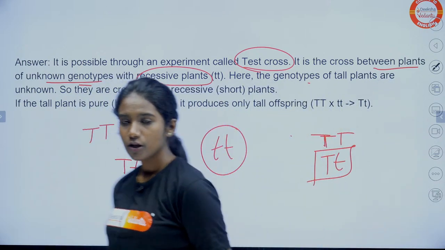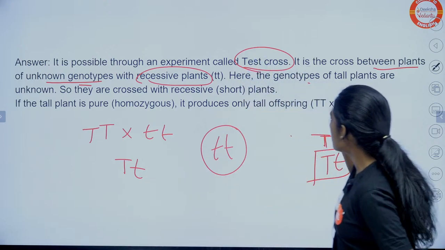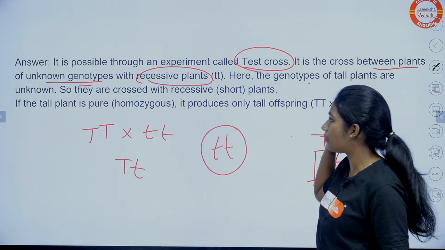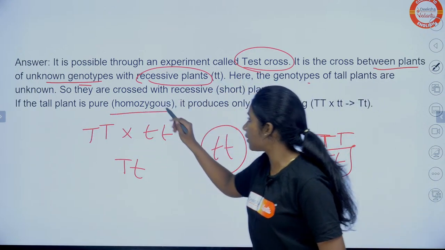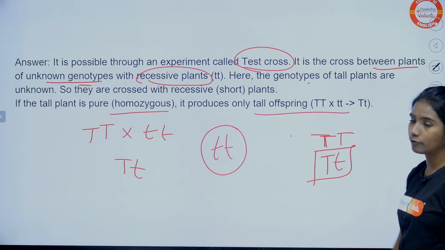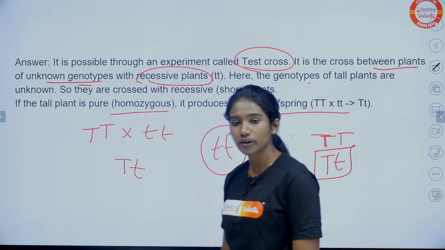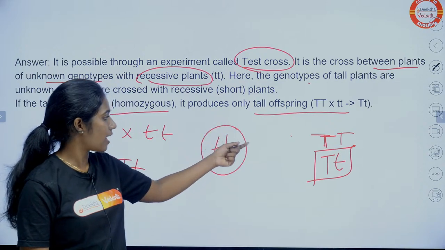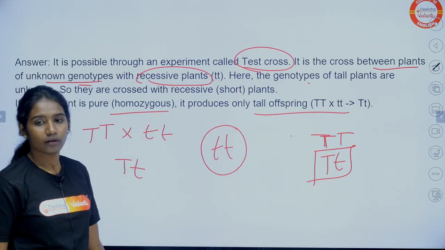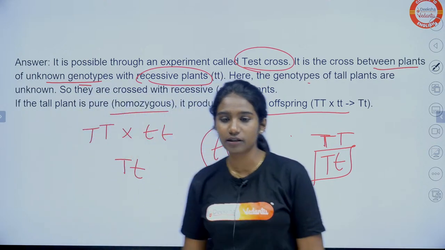Fine. So, you understood now why the test crossing is done? Here the genotype of the tall plants are unknown. So, they are crossed with the recessive one. So, if the tall plant is pure, that is if it is homozygous, it produces only tall offspring. That's how we will find out that, okay, the tall plant has got homozygous gene, not the heterozygous one. Okay, shall we move on to the next activity?